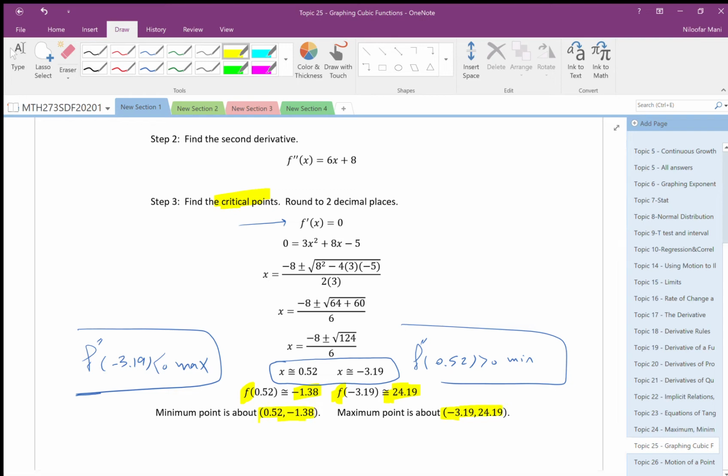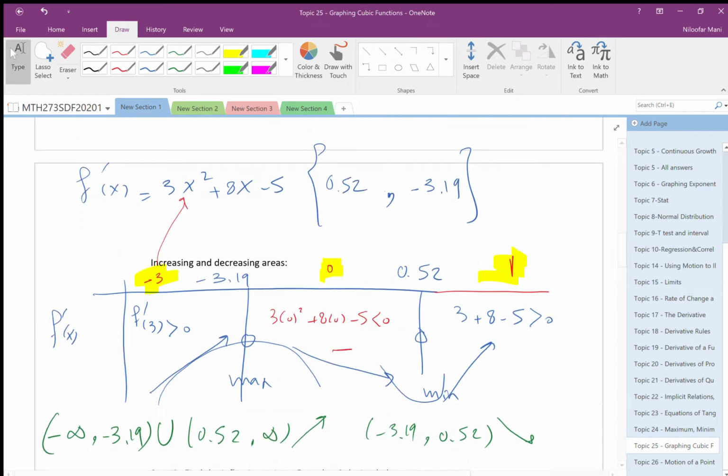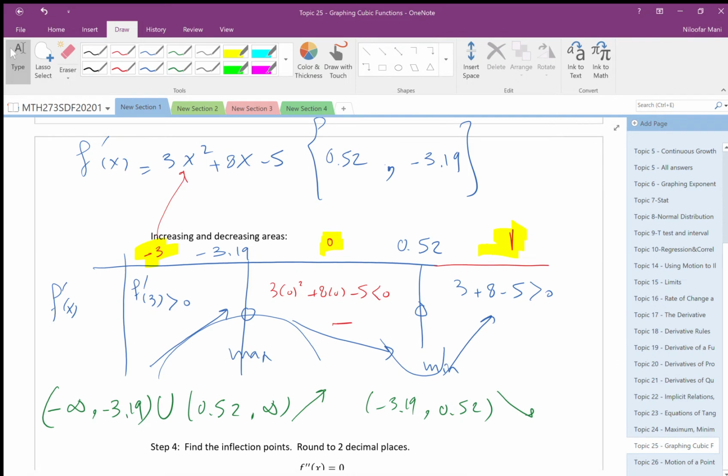Okay, and then maybe I can change the color. It's just to connect them together, so I can do this. Critical points are here. Okay, I can find them, and then I can check second derivative in those points, and then I can say which one maximum, which one minimum. Okay, and then I have those points, and then I can say where is increasing, decreasing.